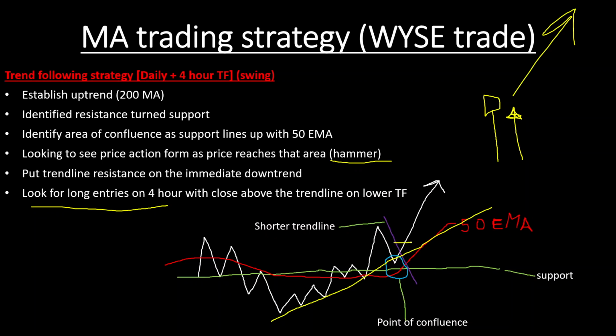You could put your entry right here, stop loss somewhere below this low, this point of confluence, and then profit target somewhere up here for a nice risk to reward ratio. So this strategy right here, I think, is really good. I personally back tested it, and it does seem favorable.